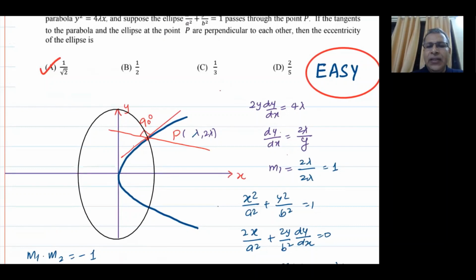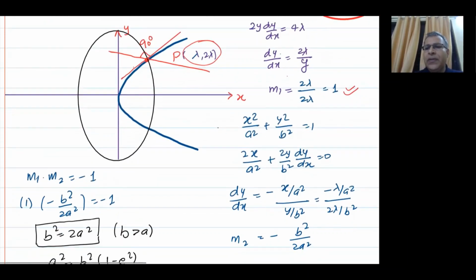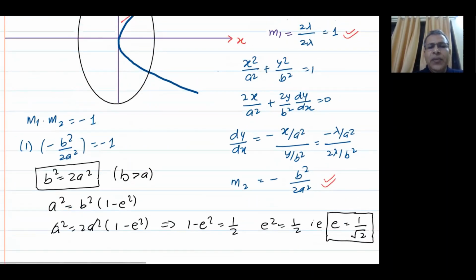and this point of intersection is, let us say, P, and the coordinate is lambda comma twice lambda. So we have to find the derivative at lambda comma twice lambda. So the derivative of the parabola will be 1, slope is 1, and then we'll find the derivative of the ellipse, and this will be minus b square upon twice a square. So we have to write m1 equal to m2. So m1 equal to m2 means we get b square equal to twice a square. So actually b square equal to twice a square, so we are getting a vertical ellipse.